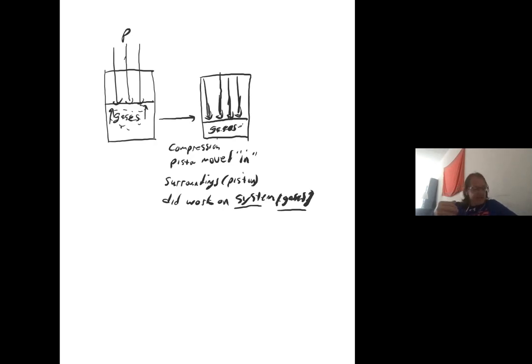When we look at the sign for W, it's either positive or it's negative, right? It's one or the other. It's got to be positive or negative. If it's compression, it's positive. Okay. Compressing a gas gives it more energy.